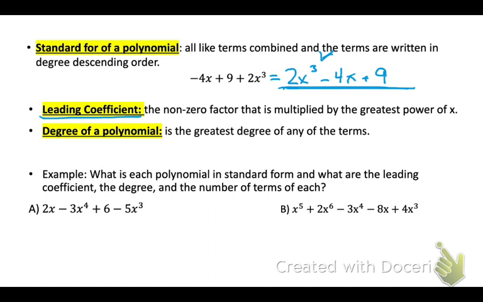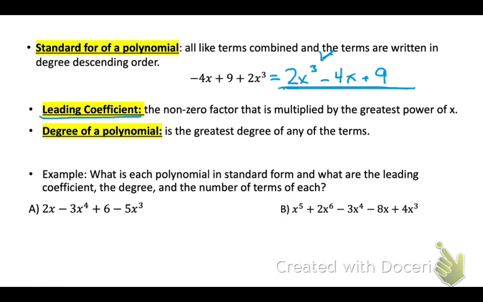So I have 2x minus 3x to the 4th plus 6 minus 5x cubed. Put it in standard form. Someone want to help me out? Tell me what standard form is. Y equals mx plus b. No. Anyone else want to take a stab at that? Is it written in the right order, guys?